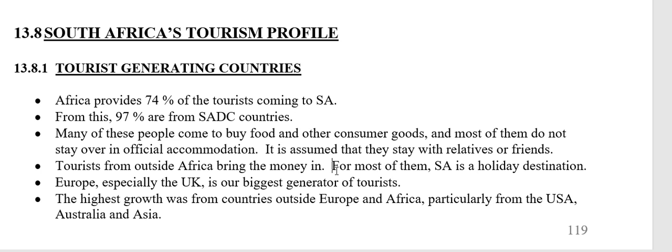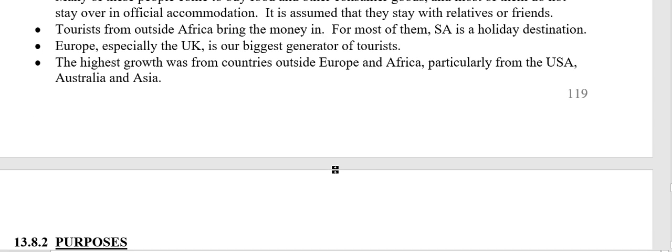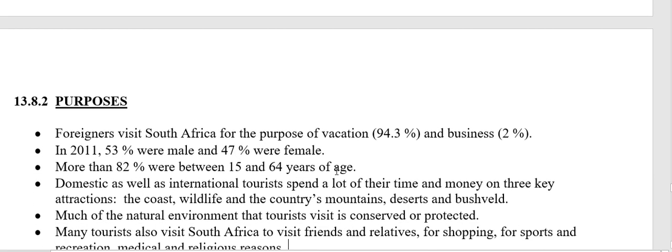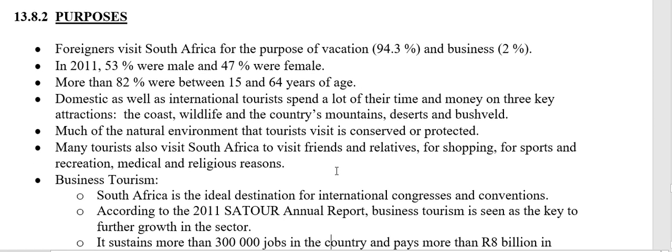All right. The highest growth was from countries outside of Europe and Africa, particularly America, Australia, and Asia. That's the biggest growth. The majority of our tourists come from Africa, and outside of Africa, the majority would be from Europe. The people from Europe are the people that bring the money. They are coming with lots and lots of money. Their currency is strong. So South Africa is a cheap destination for them, and they are going to spend a huge amount of money.